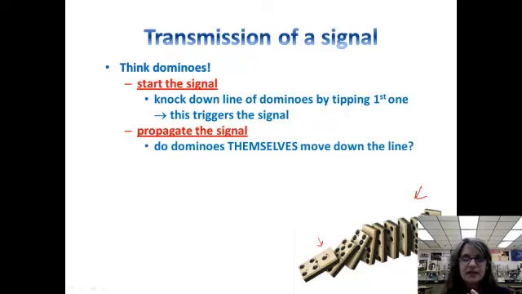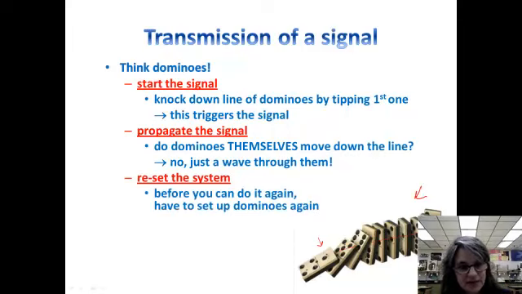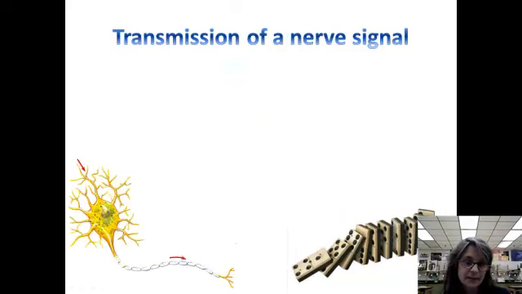The signal propagates as the dominoes fall against each other. Please note, the dominoes themselves do not pick up and move to the end of the line. They just send this wave of energy through the line. Okay? And then if we want to do the domino trick again, we have to reset them up. That is also how it is with a nerve cell. If you want to fire it again, you have to reset the system. Okay? You have to set the dominoes up again. You have to reset the neuron to make sure it's ready to go again. Okay?